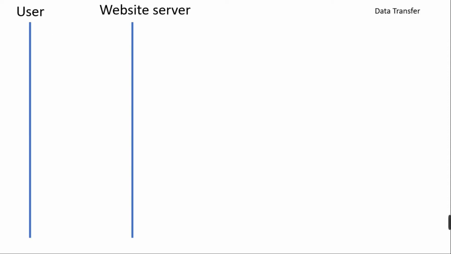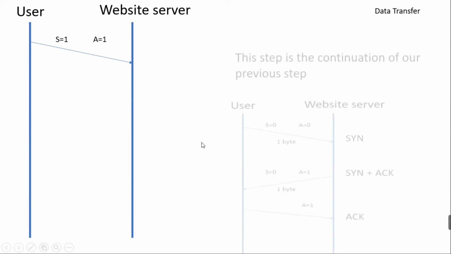So let's begin. There are two sides, user and server, as before. I've already set up the communication and now I'm starting the data transfer. The very first step of data transfer, you can see right here, has a sequence number of 1 and an acknowledgement number of 1. Why is the sequence number 1 and the acknowledgement number 1? Let's check out the explanation.